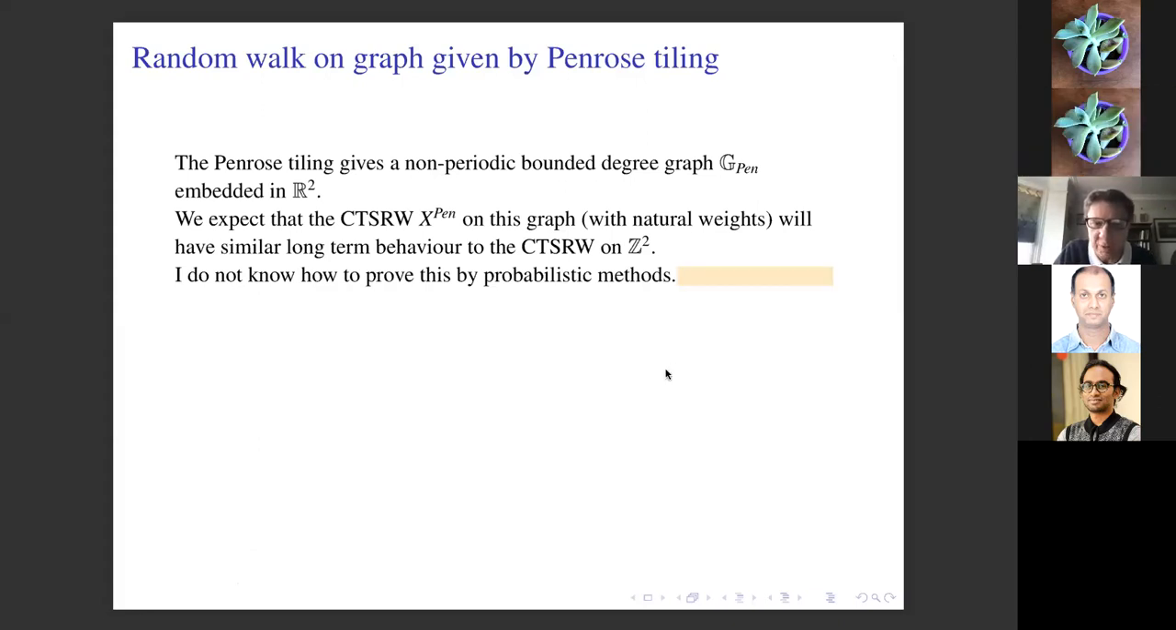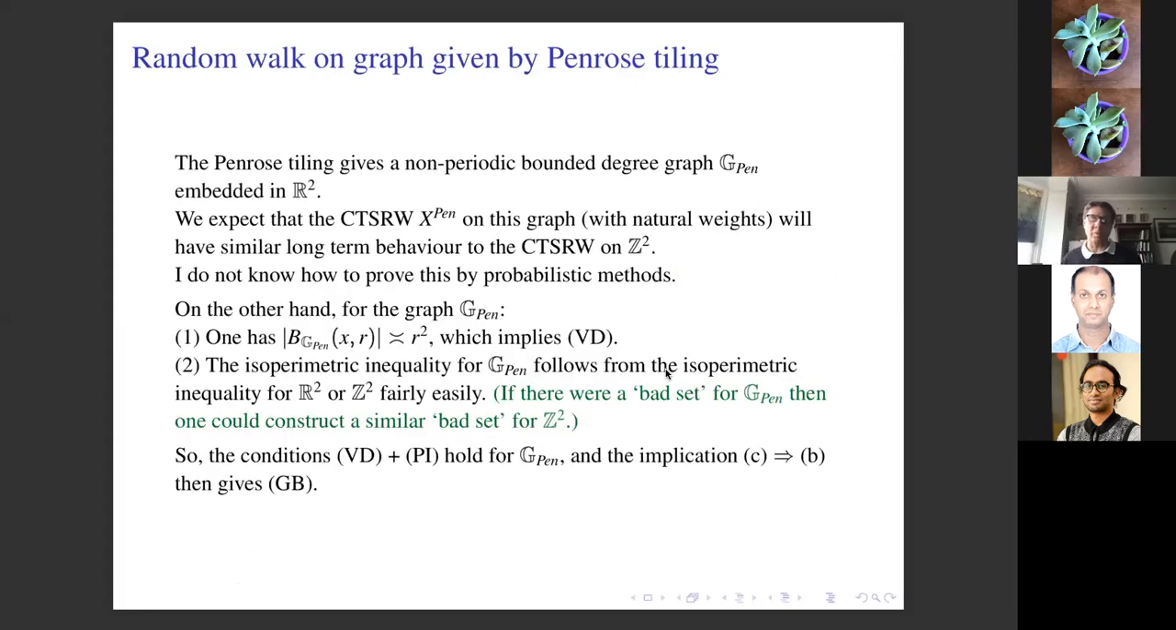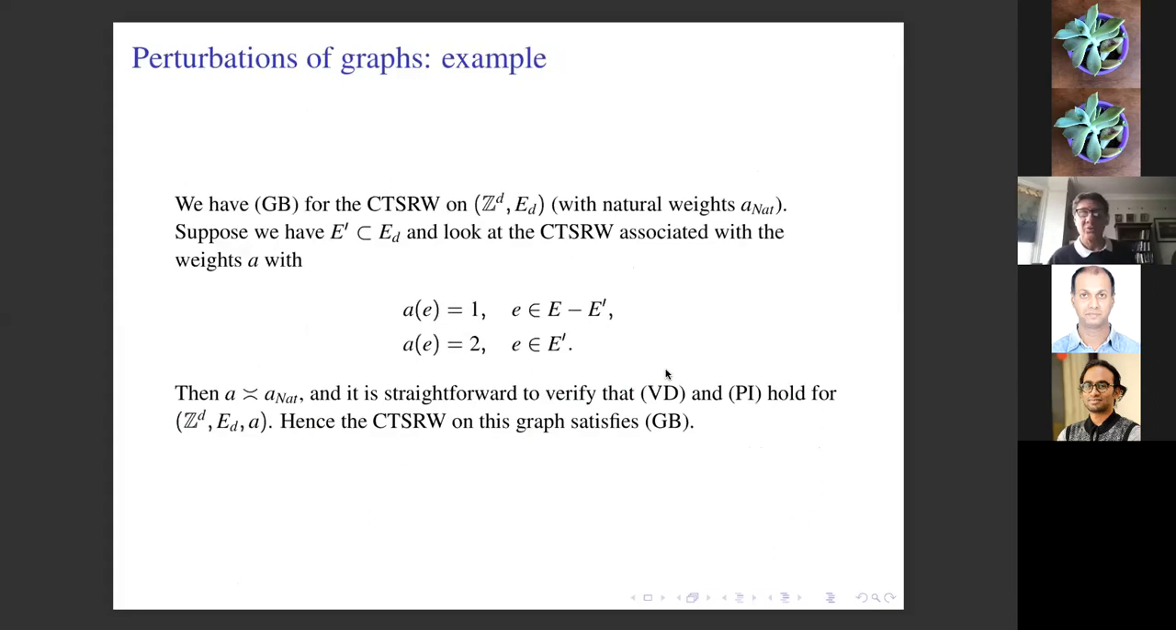Okay, so first example was random walk on the Penrose tiling. So let me now give you a second example of the use of what I'm calling the PHI theorem. As I said at the end of the previous lecture, if we look at the continuous time simple random walk on Z^d with natural weights, X_t is the sum of independent random variables, and there are various probabilistic techniques that we could use to study it.